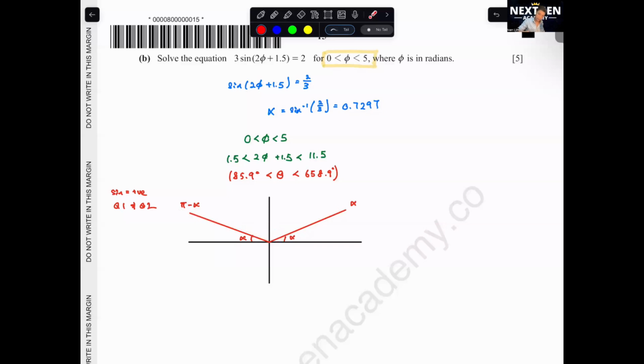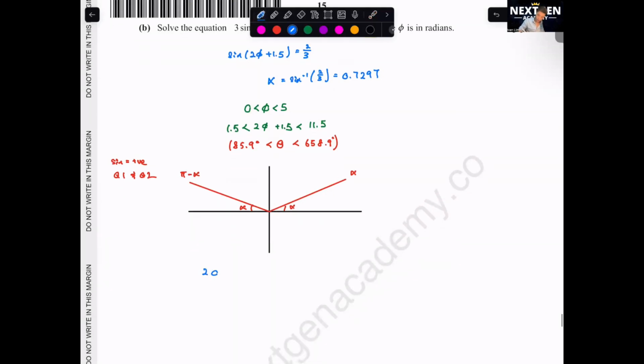The easy way to do this, you all calculate first. So alpha is 0.7297. Then pi minus alpha, which is 2.4119. This is alpha, this is pi minus alpha. This is based from 0 to 360 degrees or 0 to 2 pi. I want you all to add 2 pi to these two values so that we can find from 2 pi to 4 pi.